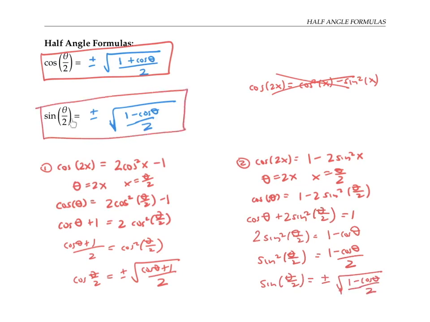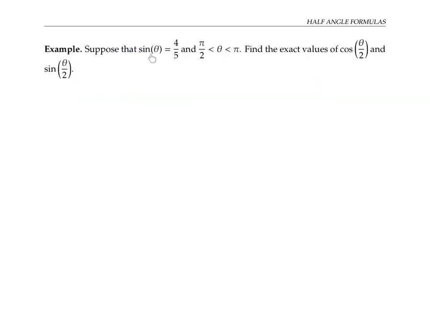Now that we've got our formulas and know where they come from, let's use them in an example. Let's suppose that sine theta is 4/5 and theta is between pi over 2 and pi. That means it's in the second quadrant. We want to find the exact values of cosine theta over 2 and sine theta over 2. Since theta is between pi over 2 and pi, theta over 2 will be between pi over 4 and pi over 2. So theta over 2 is somewhere in the first quadrant. That means that cosine theta over 2 and sine theta over 2 will both be positive.